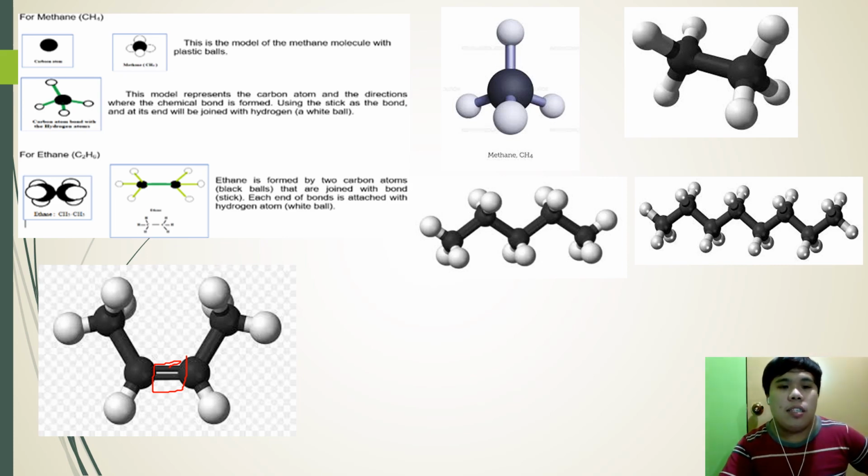So this is butene, because it has four carbons. Butene. Then it has a double bond. So this is butene, B-U-T-E-N-E. Okay, the formula is CnH2n.